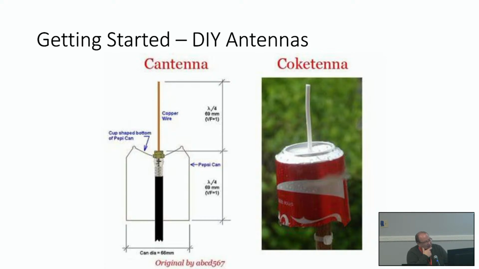A Coke can, a beer can. He uses a Pepsi can on one side and a Coke can on the right. This actually works probably better than some of the ADS-B antennas that I've bought. Not this, but I bought a couple on eBay.